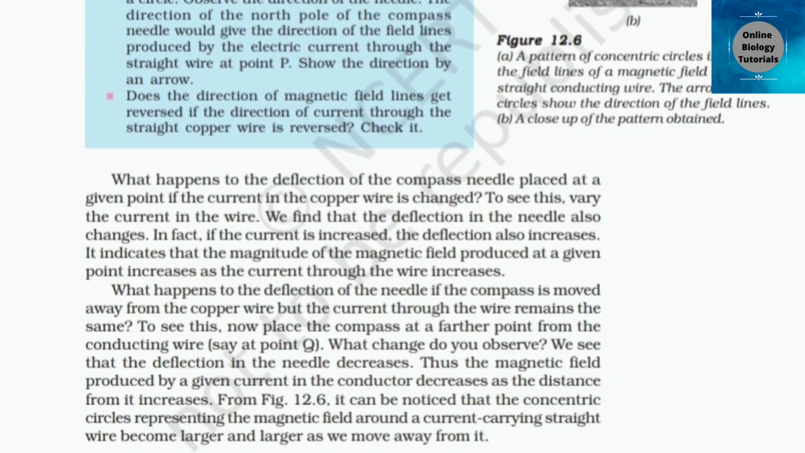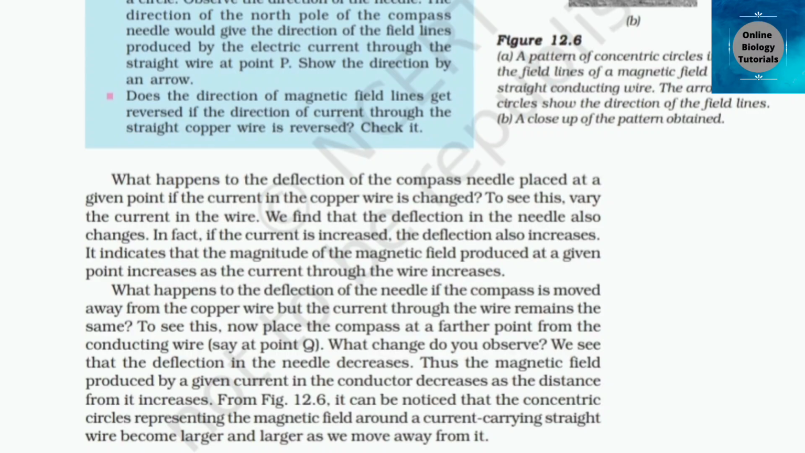Does the direction of magnetic field lines get reversed if the direction of current through the straight copper wire is reversed? Check it. What happens to the deflection of the compass needle placed at a given point if the current in the copper wire is changed? To see this, vary the current in the wire. We find that the deflection in the needle also changes. In fact, if the current is increased, the deflection also increases.